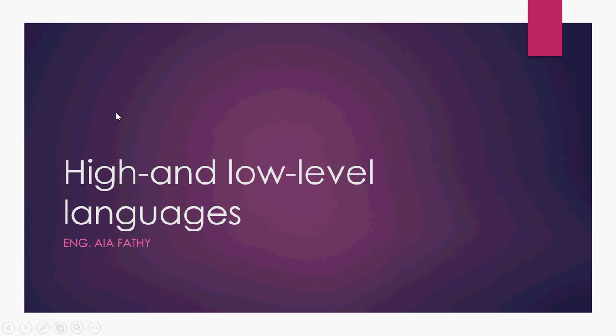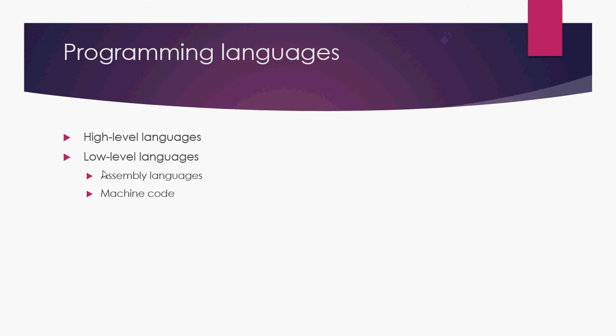In this video, we will talk about high and low level language. We have different types of language. At first, high level language, and the second thing, low level language. In low level language, we have assembly language and machine code. Machine code is the same as binary language or 0 and 1.